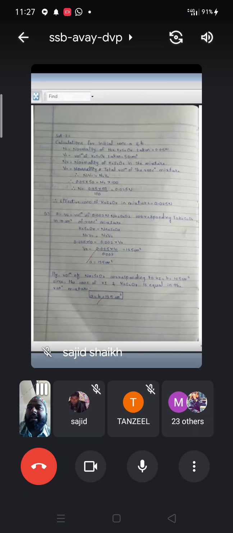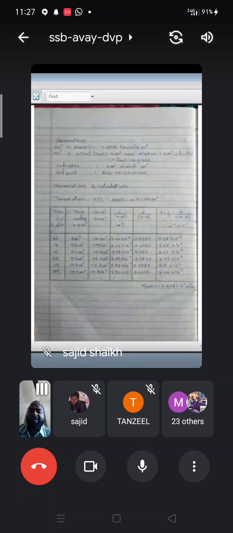Then we will come to the observation. Again, we have to write solution in the burette, solution in the conical flask, end point, then the indicator. In the observation you have to note the temperature, and A is equal to B is equal to what, what the volume is there.